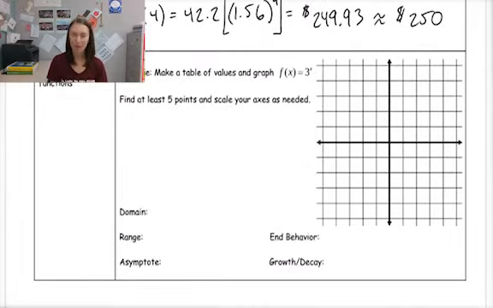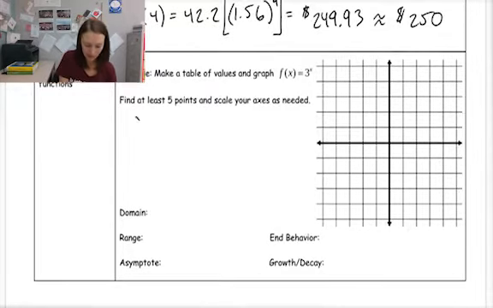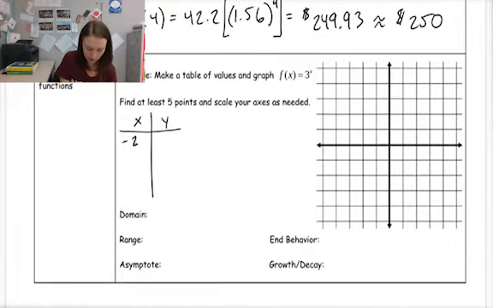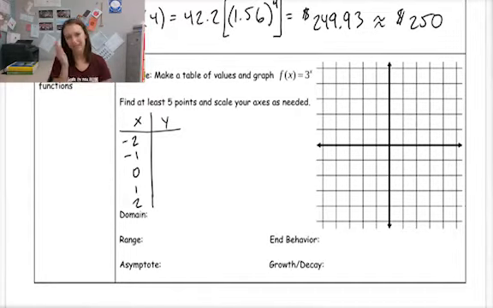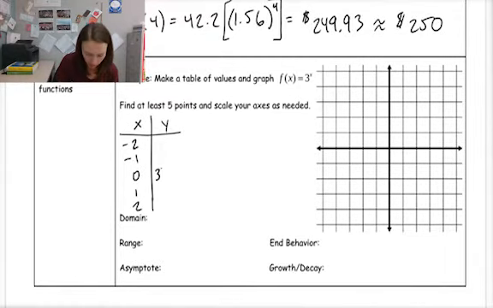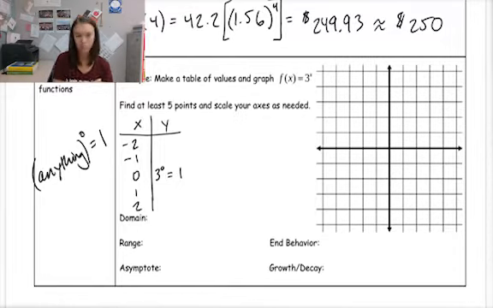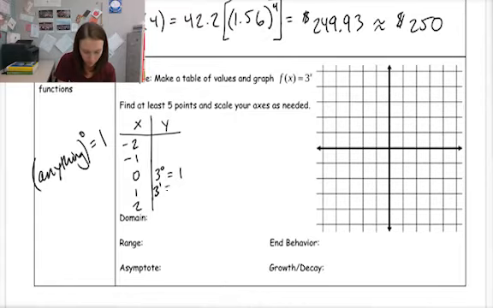All right, let's talk about graphing. We're going to make a table of values and graph f of x equals 3 to the x. So let's look at what that's going to look like. I'm going to use the values of x, -2, -1, 0, 1, and 2, just to see what happens at 0 and then little positives, little negatives. Let's start at 0, 3 to the 0 power, anything to the 0 is 1. So just a quick rule, anything to the 0 power equals 1. Doesn't matter what that value is, it's going to be 1. 3 to the 1 power is 3.